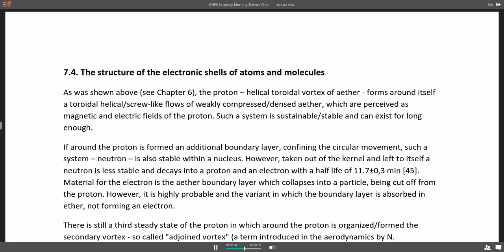Okay, here he first summarizes what the proton is.